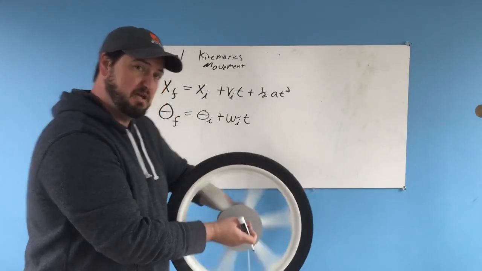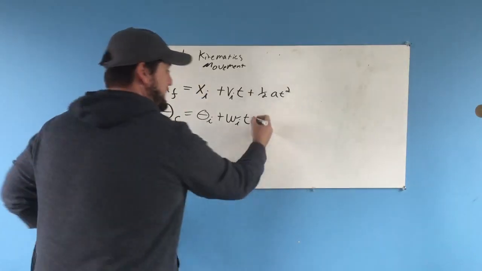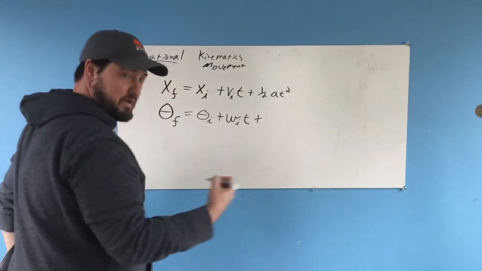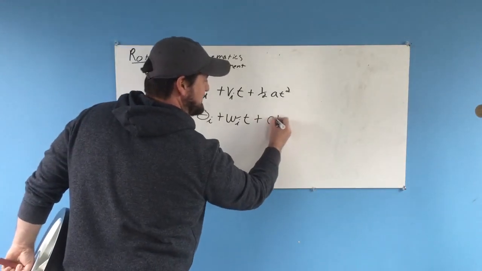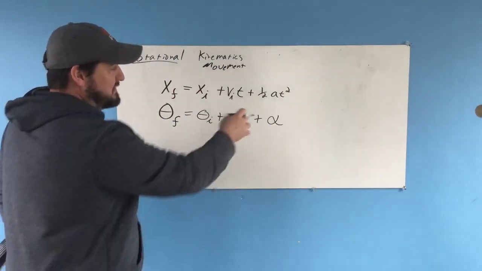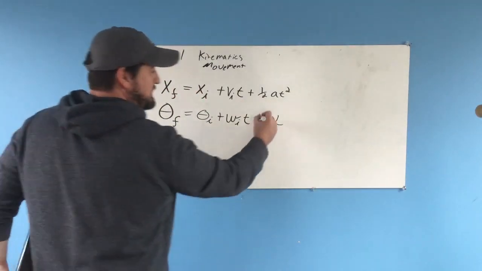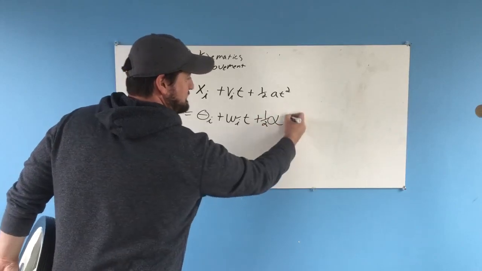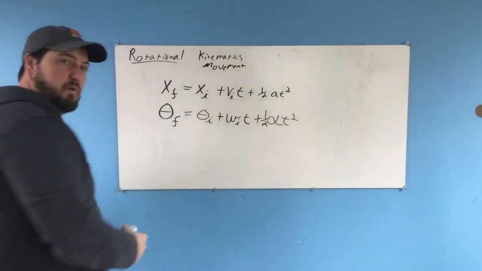Our omega is actually changing. So to have our omega change, we have to have another factor as well. We have to have an angular acceleration, or an alpha. Okay? And just like the last term that we had here, you'll get a 1/2 alpha times t squared.